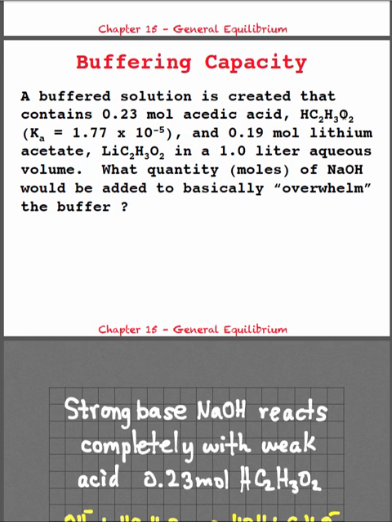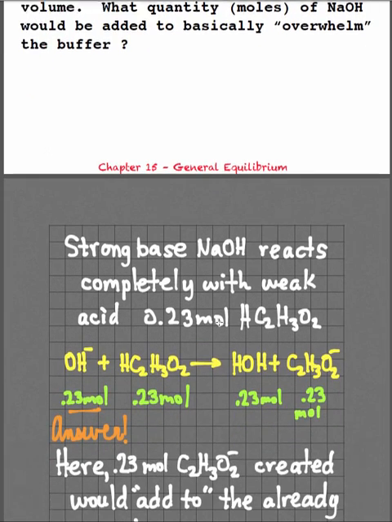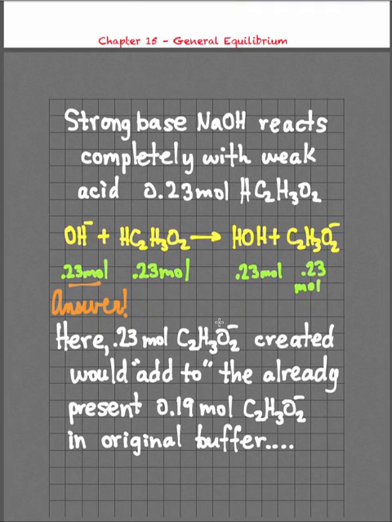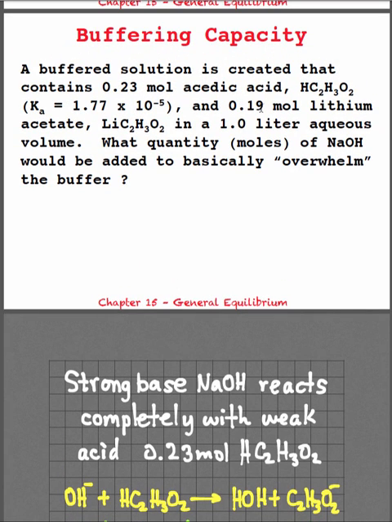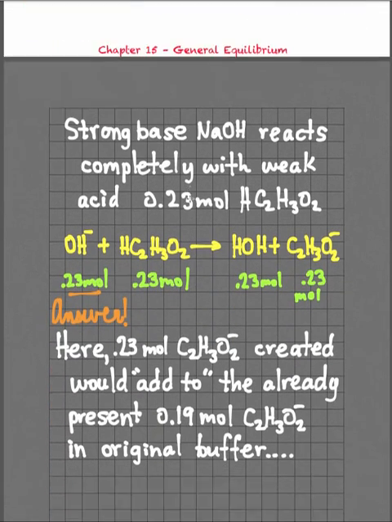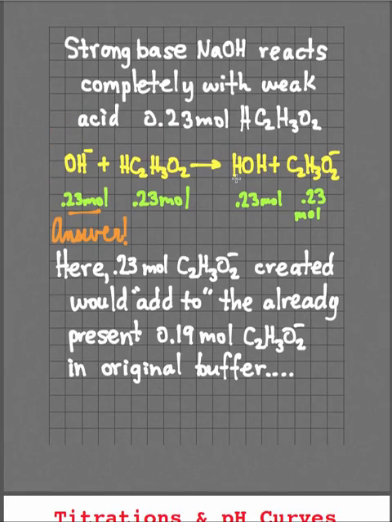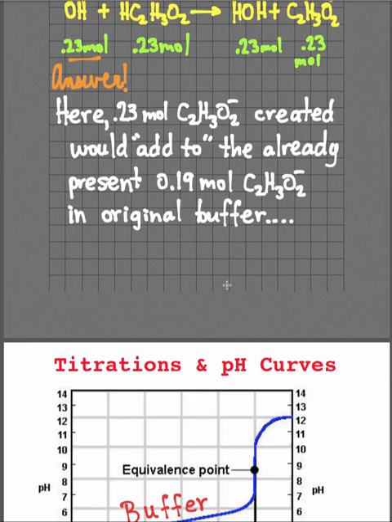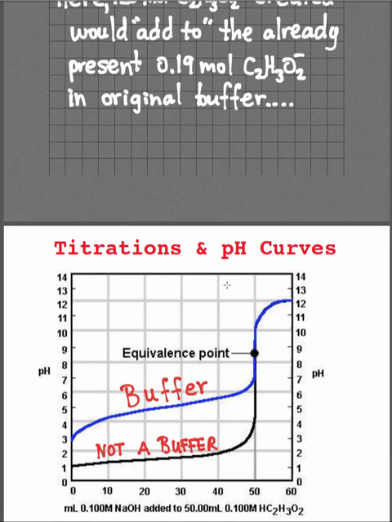I have 0.23 moles of acetic acid, and I'm going to add what quantity in moles of NaOH would basically overwhelm the buffer. So here's the acid. How do I overwhelm the acid? By adding strong base. In so doing, I would neutralize the buffer, kind of ruin the buffer. I would create 0.23 moles of this new acetate ion added to the already existing 0.19 moles of acetate ion from the lithium acetate. I'd have to go back and say, what's 0.23 plus the already existing 0.19? That would be 0.42 moles of A minus in the water. We could do a calculation from there to figure out what the new pH would be.